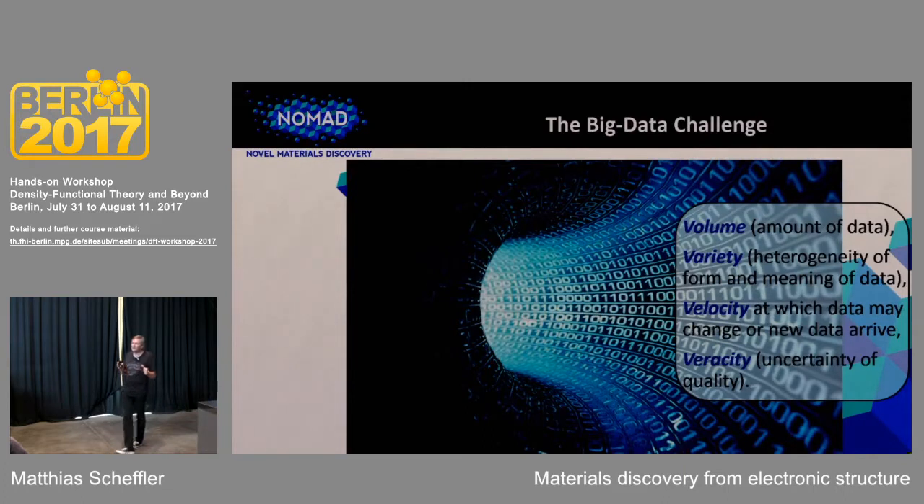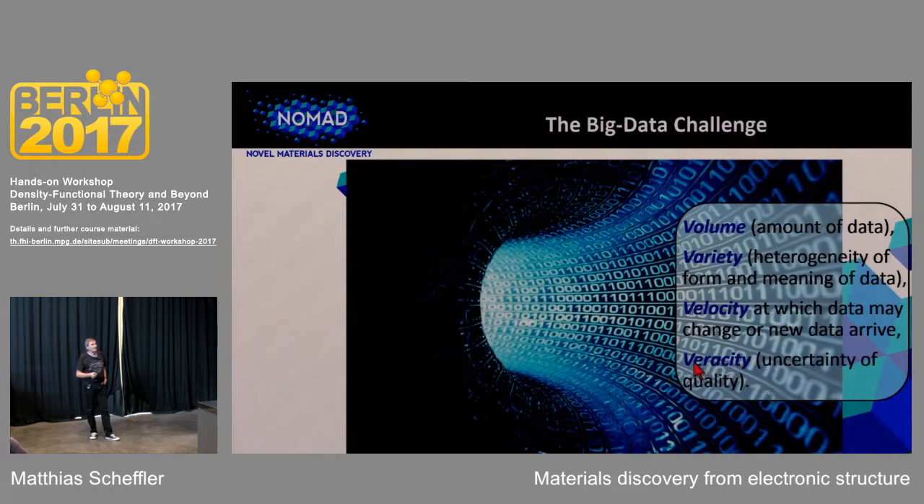So really making a conversion from the original data to this code independent thing, to fight this variety, was a big effort to do, but this we have done. So now actually we are happy with this. Velocity, at which data may change or new data arrive, is not really a big problem, because our calculations usually take several thousand CPU hours, and so actually that's not really coming in too many things at the same time.